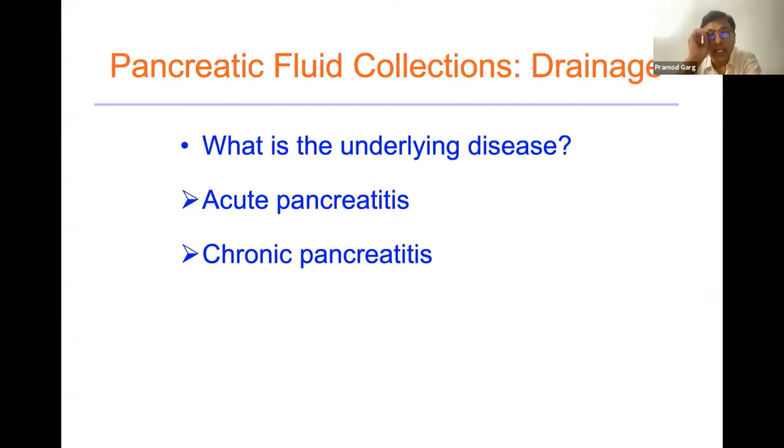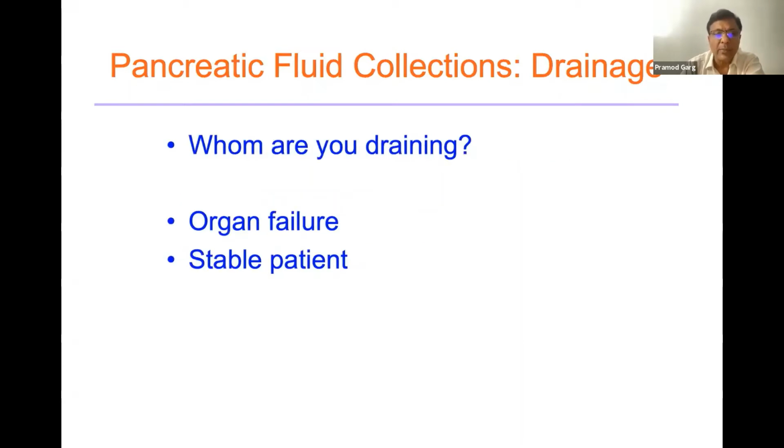Then, is the underlying disease acute pancreatitis or chronic pancreatitis? Because in chronic pancreatitis, you'll see hardly any necrosis. It's basically all fluid collection because the pancreatic duct is communicating with the collection, and most of these patients require transpapillary drainage as well. Then whom are you draining? Is it a stable patient who has come to you after 3 months of illness only with a large fluid collection, or are you dealing with a patient who is in the 4th week, 5th week of illness, still has active ongoing inflammation and sometimes even organ dysfunction?